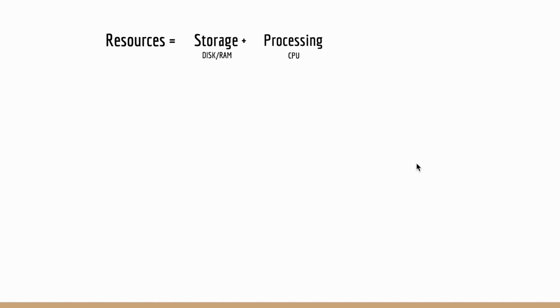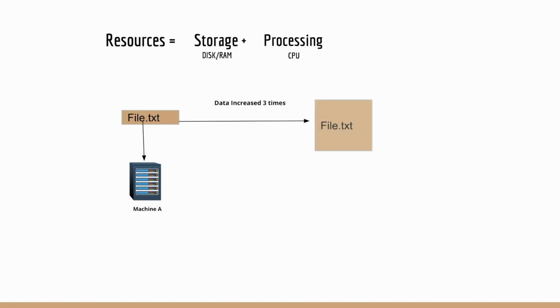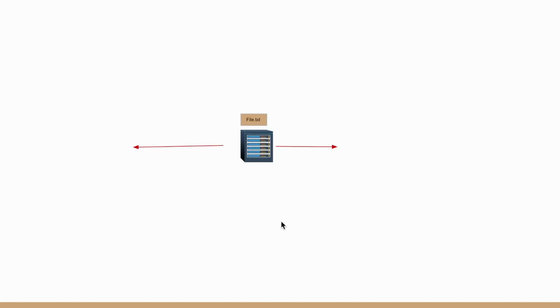We have a file.txt, which is stored and processed by machine A. Let's say data increased 3 times. Machine A does not have resources to store and process the increased amount of data, and therefore you cannot store the new data on the same machine. How can you handle the increased amount of data in terms of storage and processing?